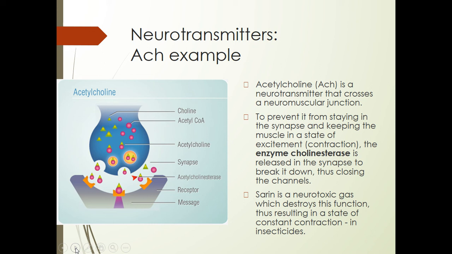And there are lots of drugs whose function is to affect these enzymes. In particular, my example here is about sarin. It's a neurotoxic gas. It's used in, among other things, some insecticides. So this is how it works. It destroys the function of the enzyme, so it inhibits the enzyme. That means the enzyme cannot break down the neurotransmitter, and the neurotransmitter just stays in the synapse, keeps binding to the postsynaptic receptor, and in the case of the neuromuscular junction, results in constant muscle contraction, which results in death in this scenario. There are lots of other drugs that work on this premise.